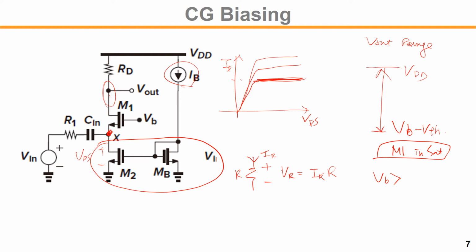The overdrive of M2 plus what? VTH plus the overdrive of M1, right? In that way, we have the VB range. By having this requirement, we can ensure that M2 is in saturation. Okay, now the question is how to generate VB properly to ensure this requirement.